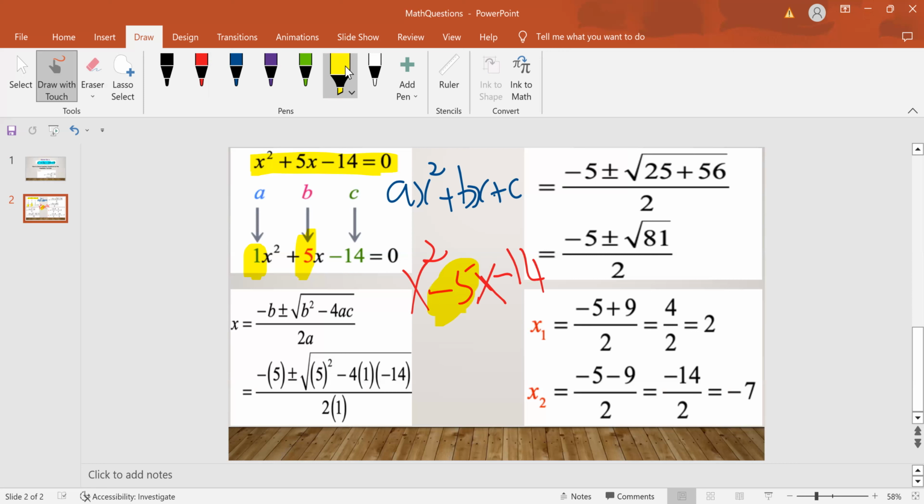So the sign for this 5 is positive in the question. But in the example I gave here, the sign is negative. So we take a 5 with the negative sign. That will be the b value. So always we take it like that.